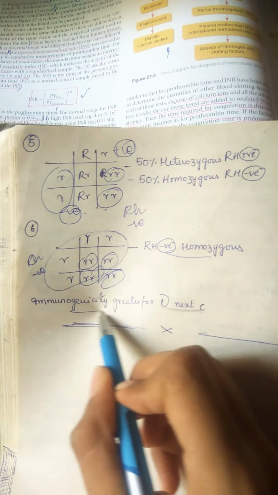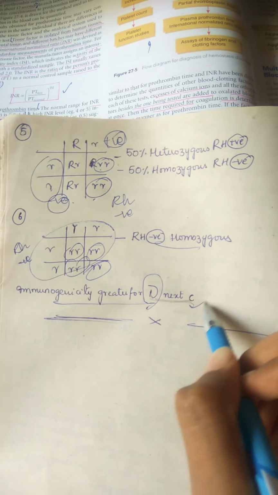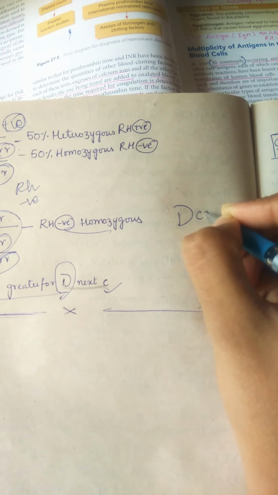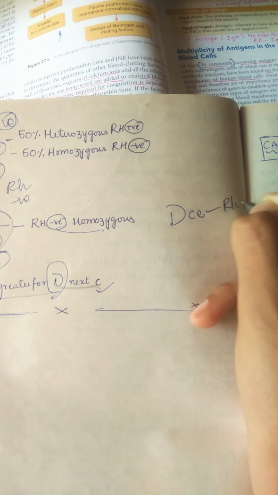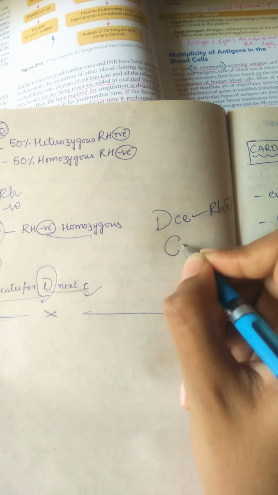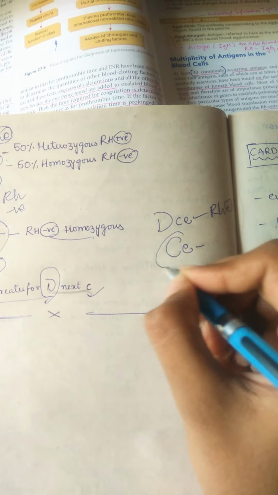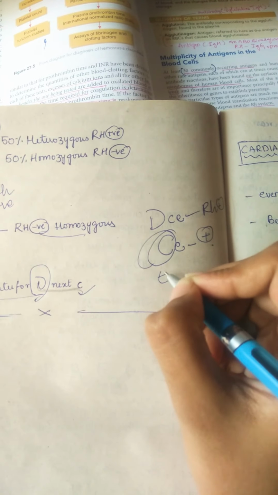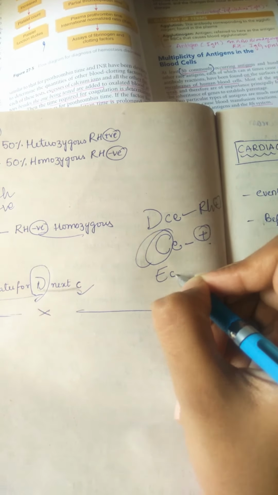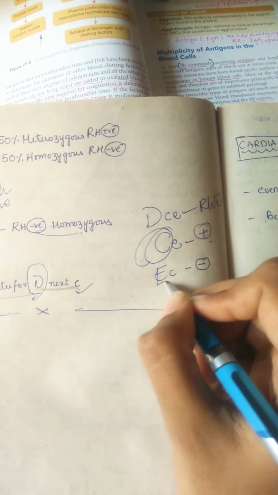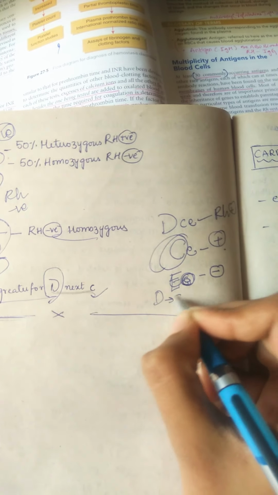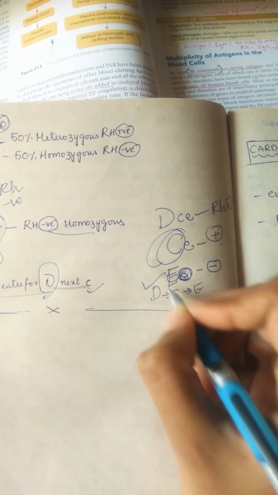Immunogenicity is mainly greatest for D and next greatest for C. For example, if we give capital D, C, E, then we say it is Rh positive. But in this case, C, E, no D, then we consider C only, so positive. For example, if we give E, small c, you will say negative, because E is not considered, mainly C is considered next. So first D, next C, next E. So this is how we need to see.